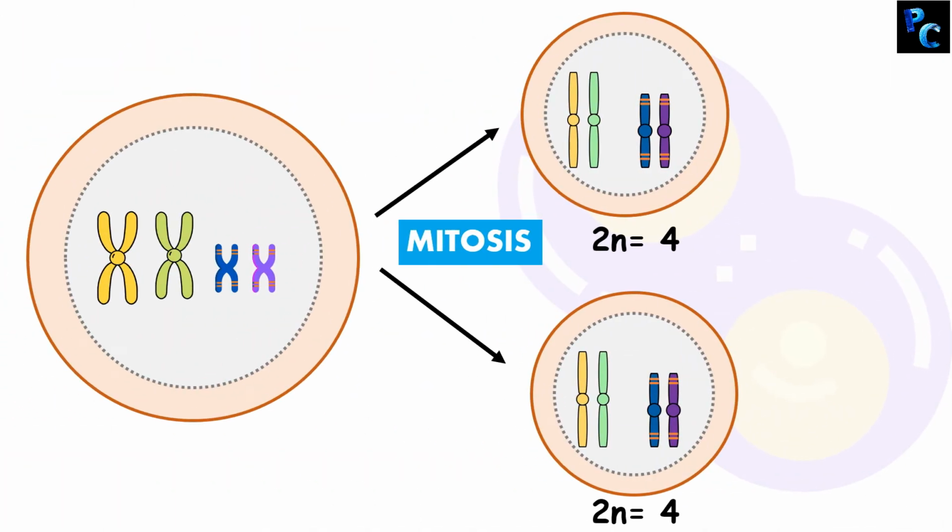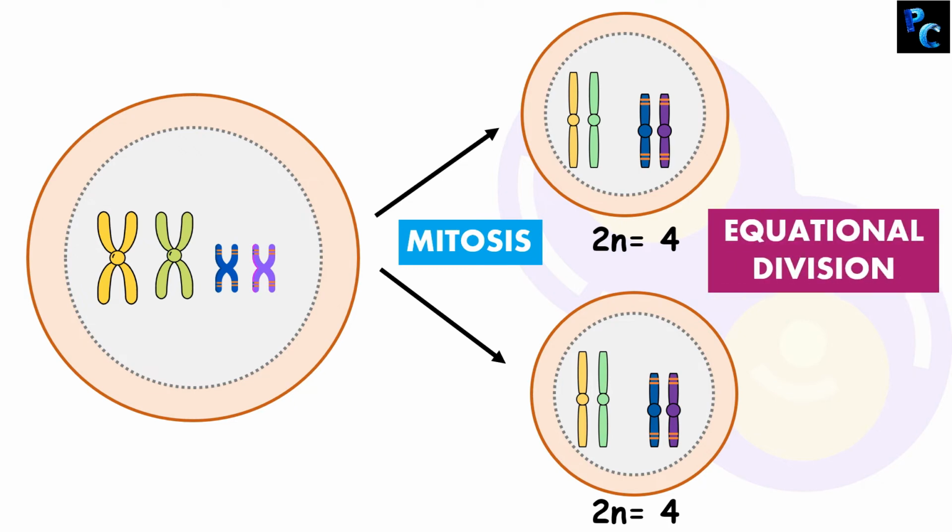So in mitosis, the number of chromosomes in the mother and the daughter cell are the same. This is called equational division. This type of division occurs in the body cells. Body cells are called somatic cells. So mitosis occurs in somatic cells. And cell growth, repair, everything happens due to the process of mitosis.